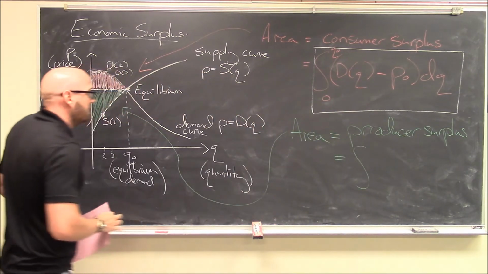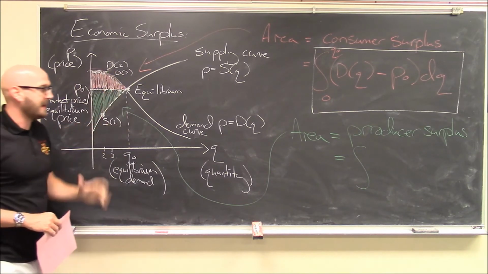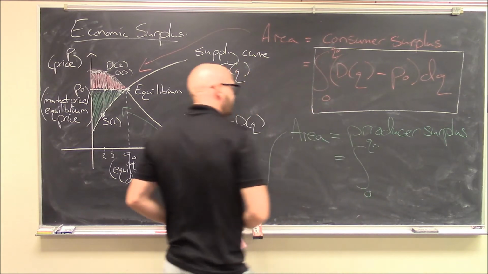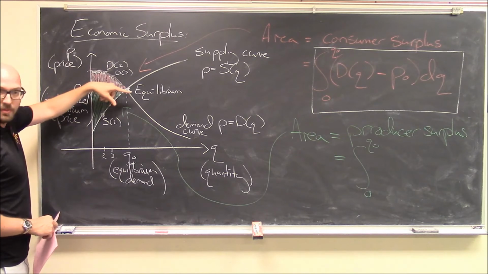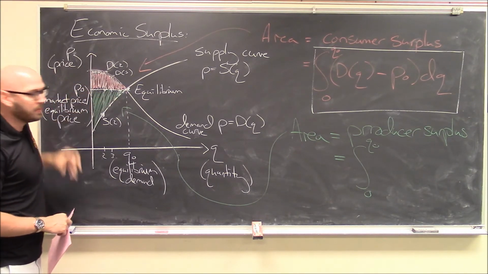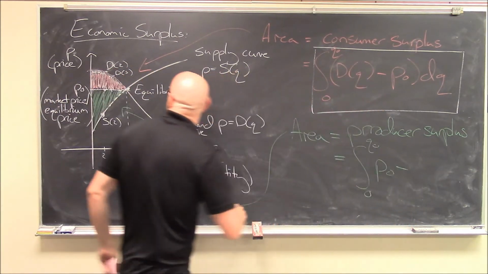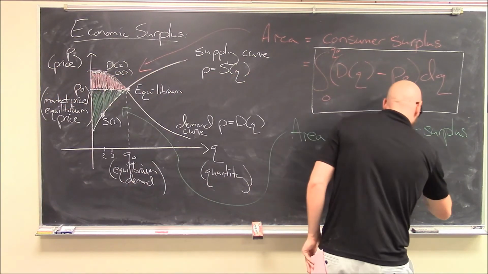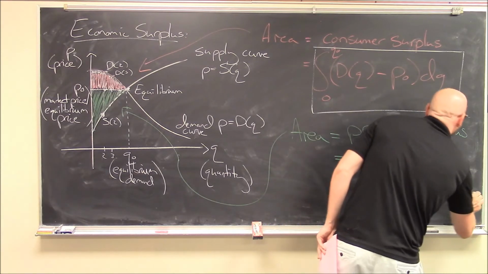And what's this going to be? Well, once again, our bounds are the same, right? It's from 0 on the left to the equilibrium demand, Q naught. 0 to Q naught of the upper function, so the upper is the market price, right? The upper curve here, bounding the top of this region, is P equals P naught. So it'll be P naught minus the lower curve, the supply curve, S of Q, integrated with respect to Q.